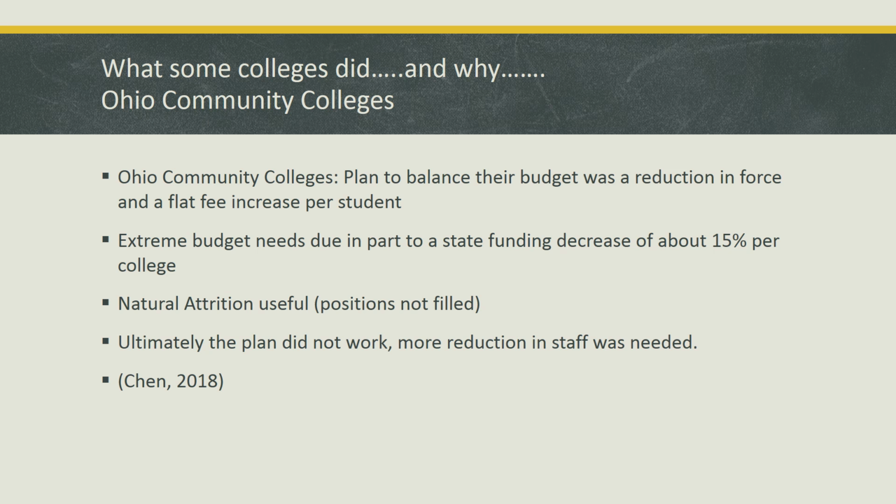Well, natural attrition was very helpful for them. They did not fill positions where people retired or moved on to a different college or a different job area. So that did help. But ultimately, the plan did not work. With that huge of a state funding decrease, they were not able to pull it out with their reduction in force and the flat fee, I think it was $200 per student. It did not work for them, and they ended up having more of a reduction in staff. So in that one, it did not work.